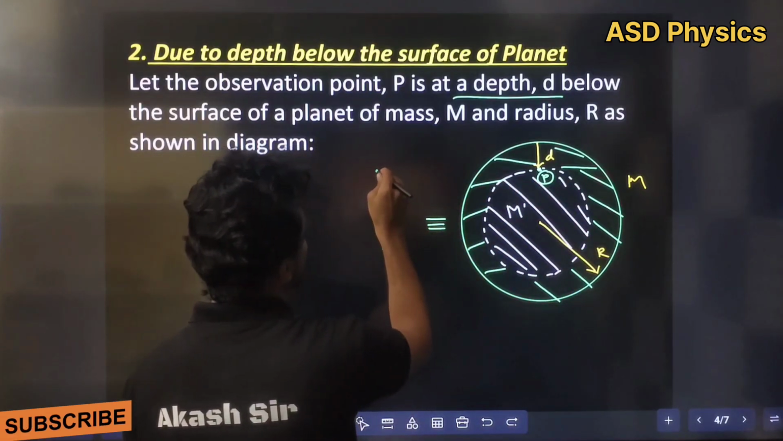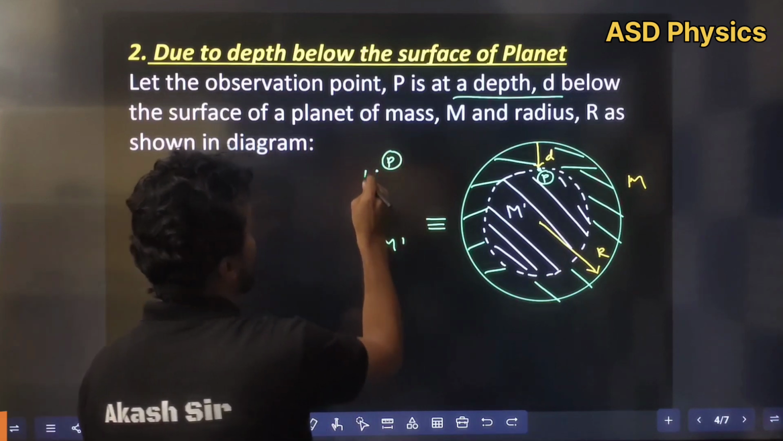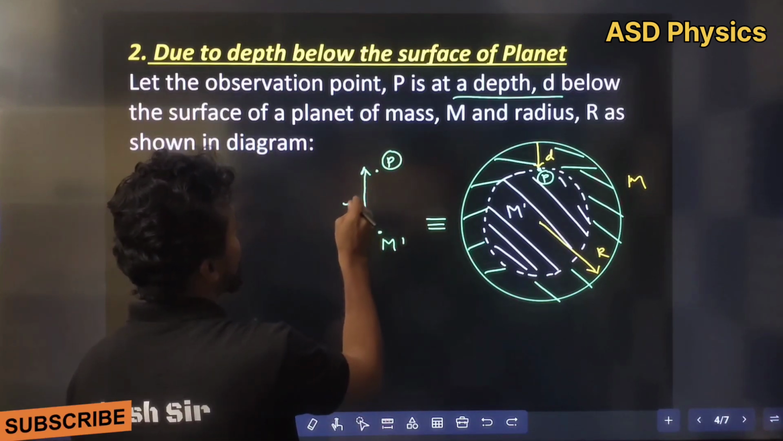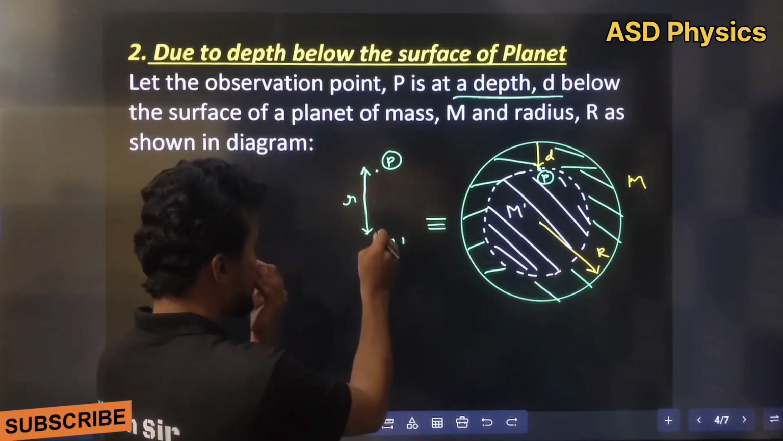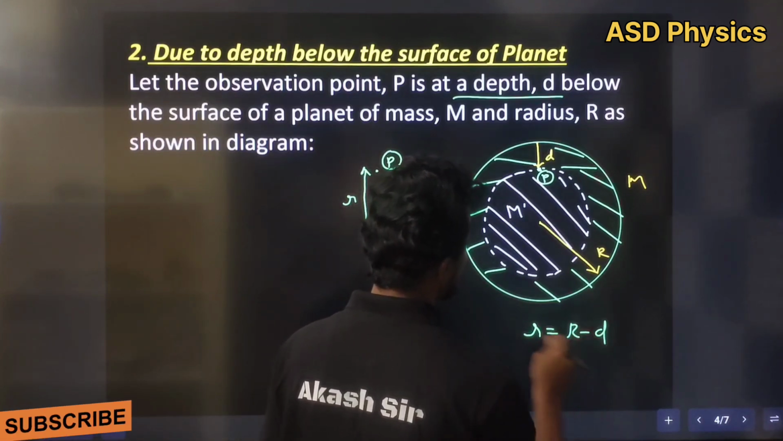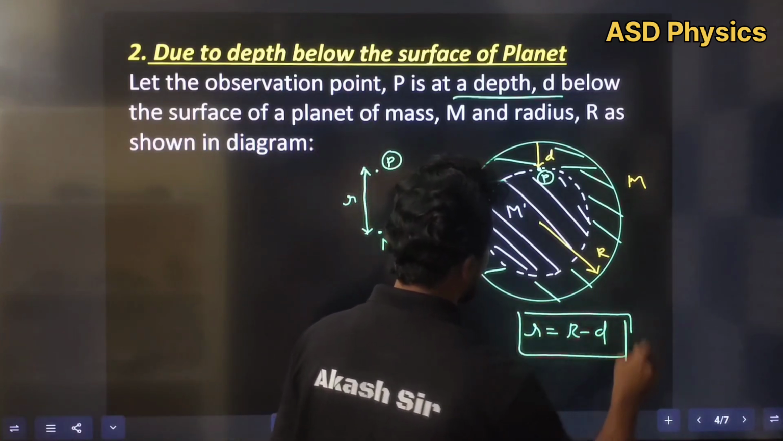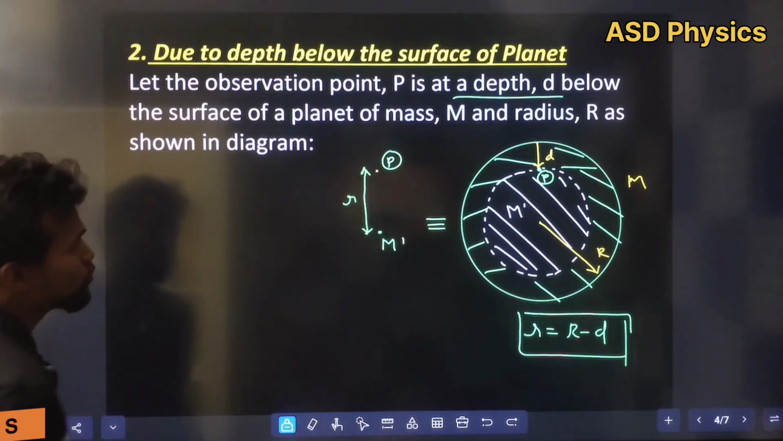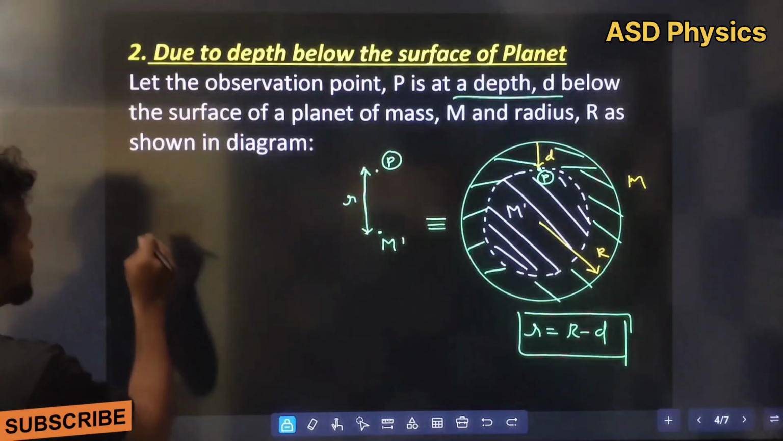M dash. And see here please, this is point P. Now, this value I have taken as small r, the distance from the center to the observation point. This small r will be R minus D. Okay. So now, due to mass m dash, gravity at point P is given here.